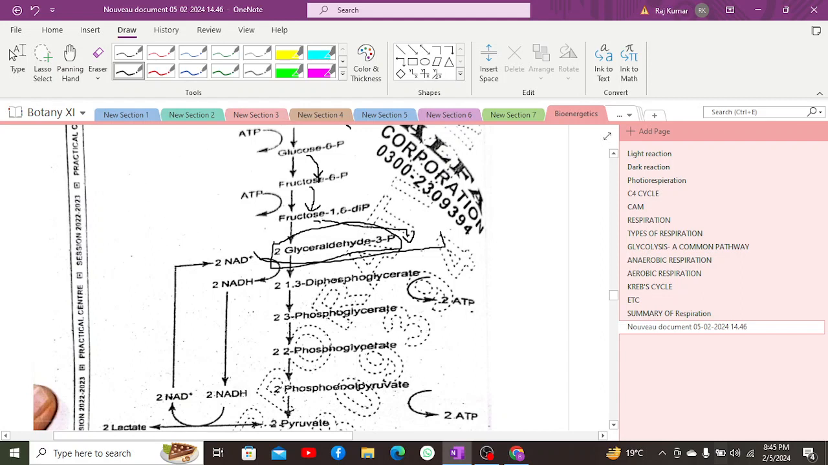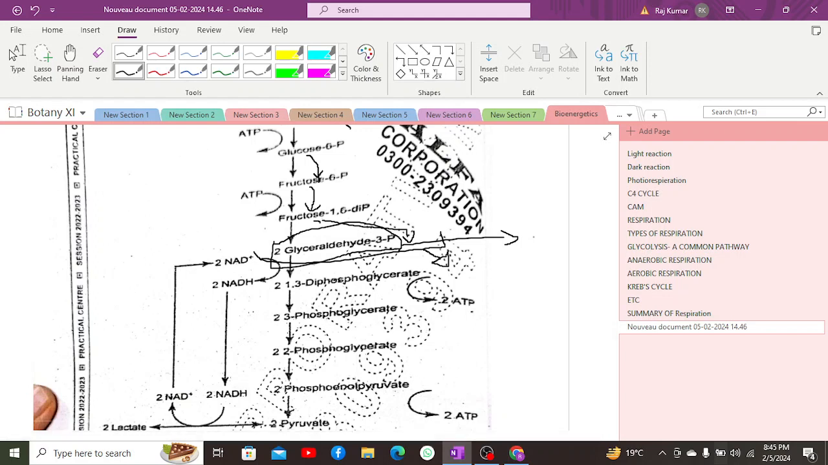Now coming to the next part, which is the payoff phase. In this phase, the first step involves dehydrogenation and phosphorylation. First and foremost, there will be phosphorylation of glyceraldehyde 3 phosphate, which will be converted into 1,3-bisphosphoglyceraldehyde, and this will be a non-enzymatic reaction, which is usually not written in books.